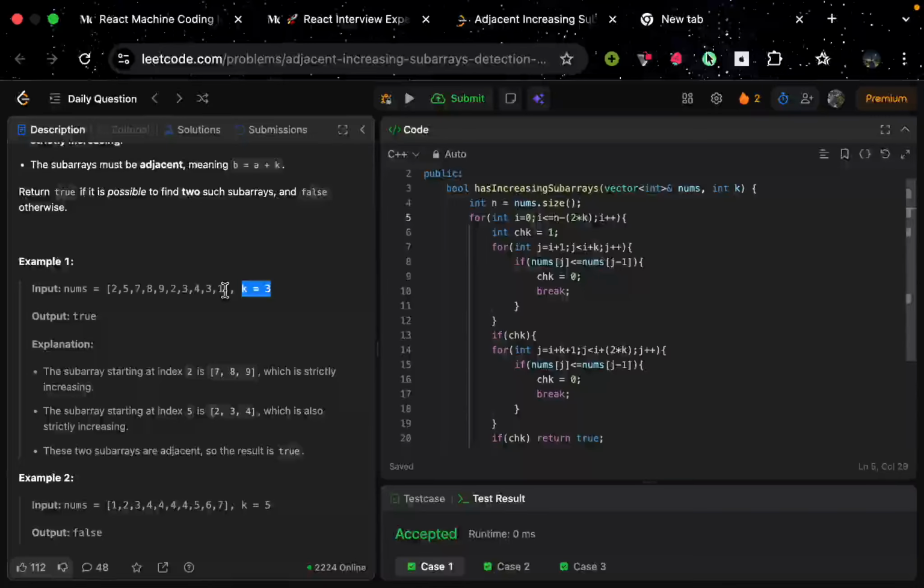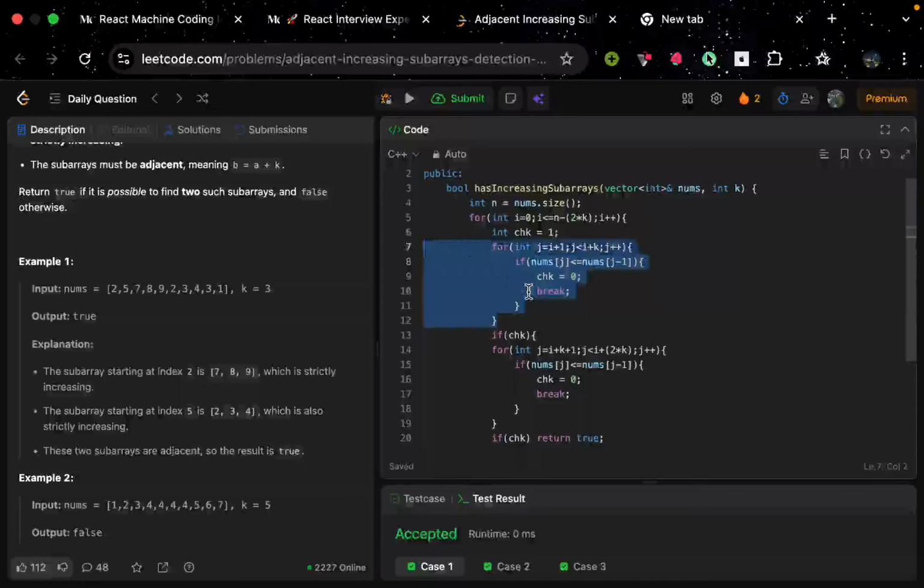So i should always be less than that, because we have to check the last subarrays, and we can check these last two subarrays since the length is 6. That's why i will go till n minus 2 times k, and I have used a check variable to check whether I have found the first increasing subarray or not.